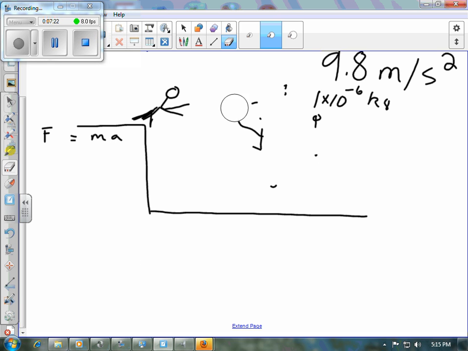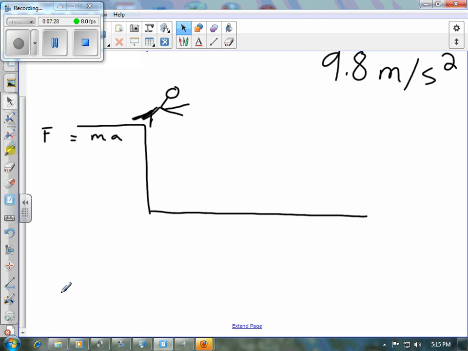So in reality, the way it really works is everything experiences the same acceleration when it's falling. Okay? That's the key. It's called the acceleration due to gravity. And on the surface of the Earth, it's 9.8 meters per second squared.